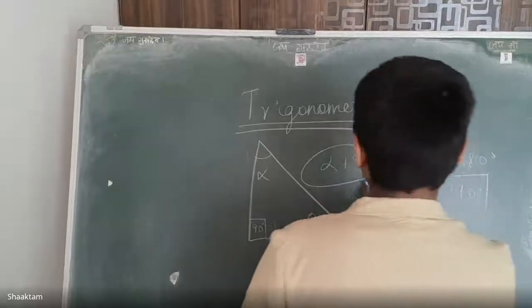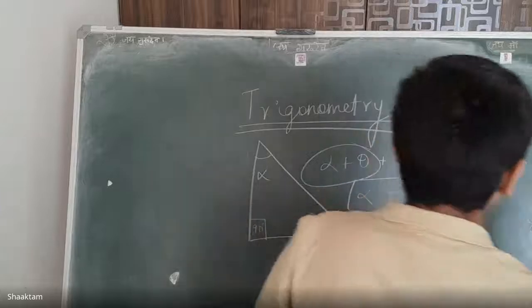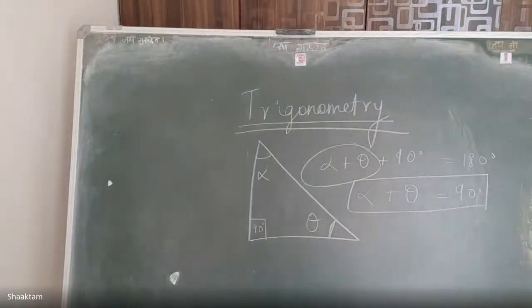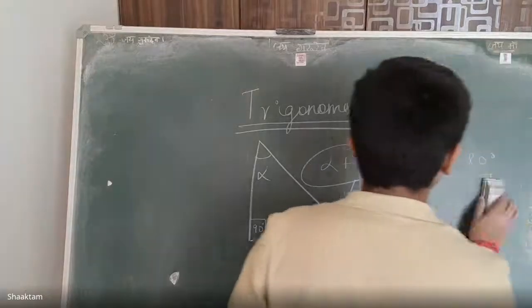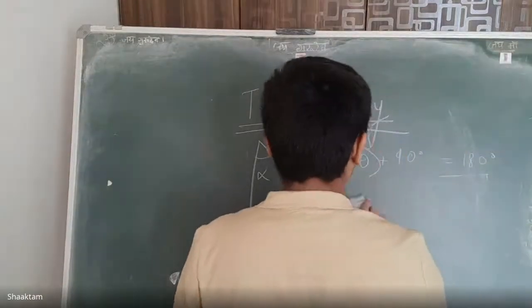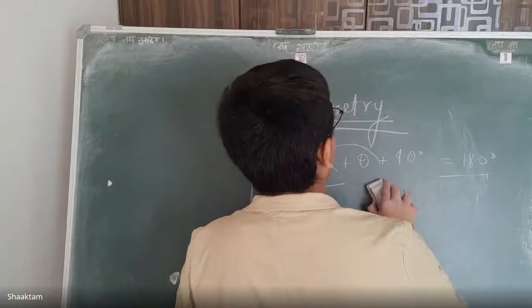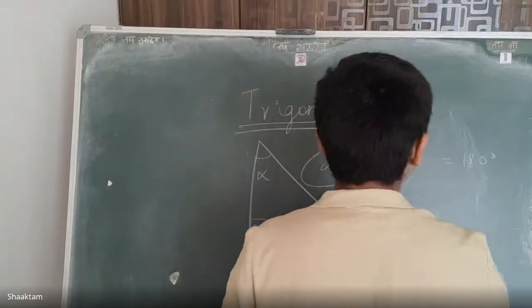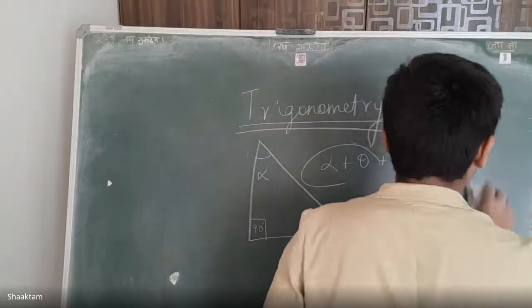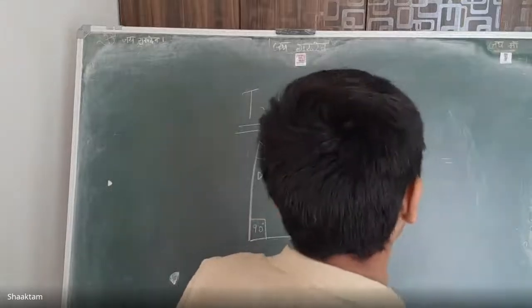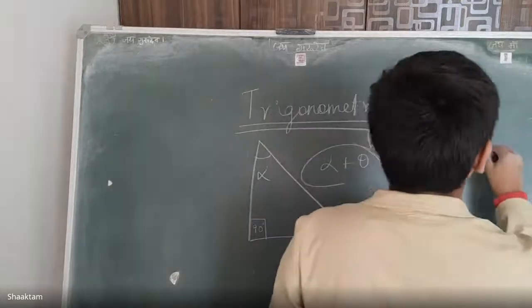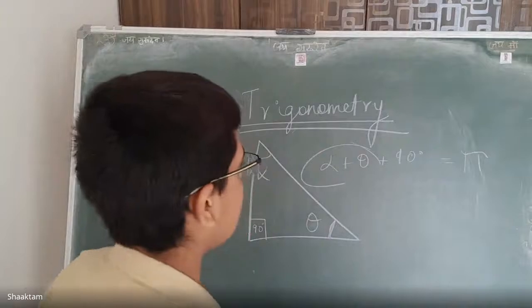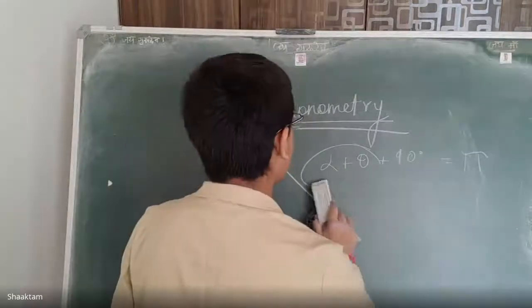Okay. Alpha plus theta is 90 degrees. Now, in fact, let me tell you one more thing, which you'll find a bit confusing, but I'll have to go a bit astray just for 5 minutes to explain the topic, which I will. I can also say that alpha plus theta plus 90 degrees is equal to pi. This is a Greek letter which we call pi.